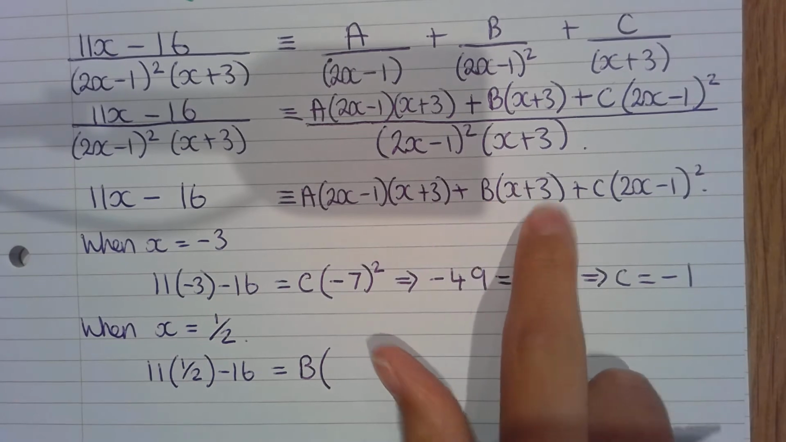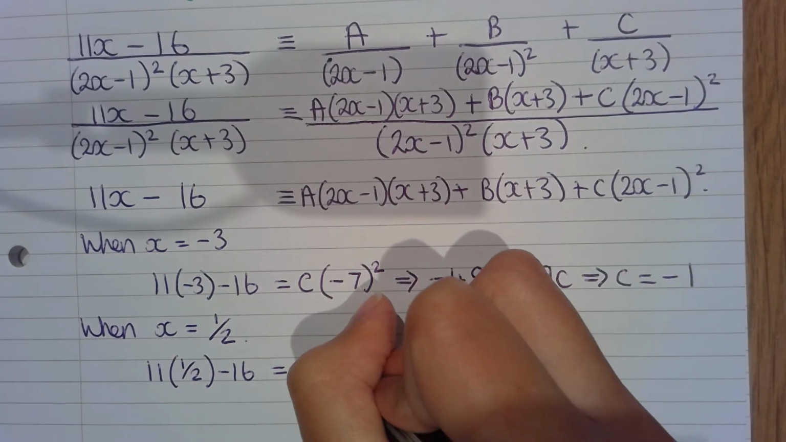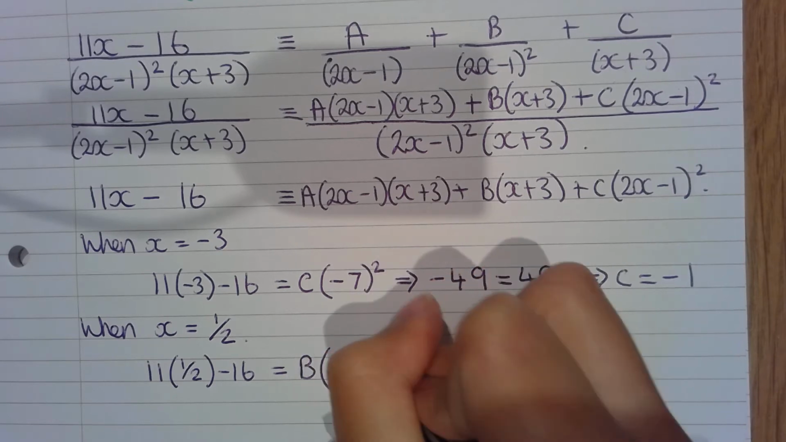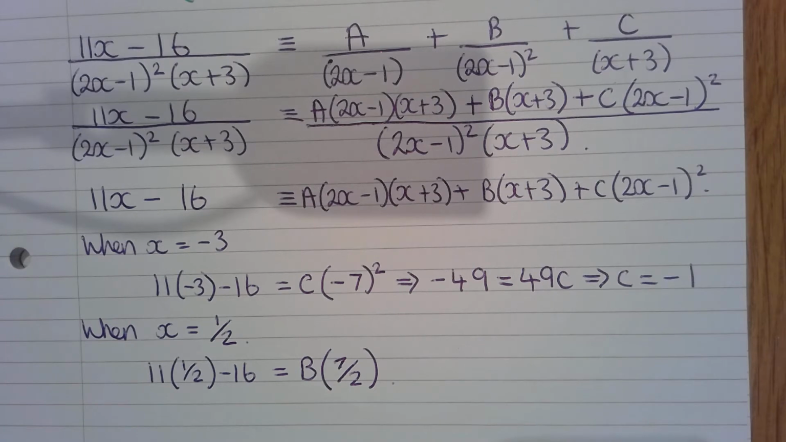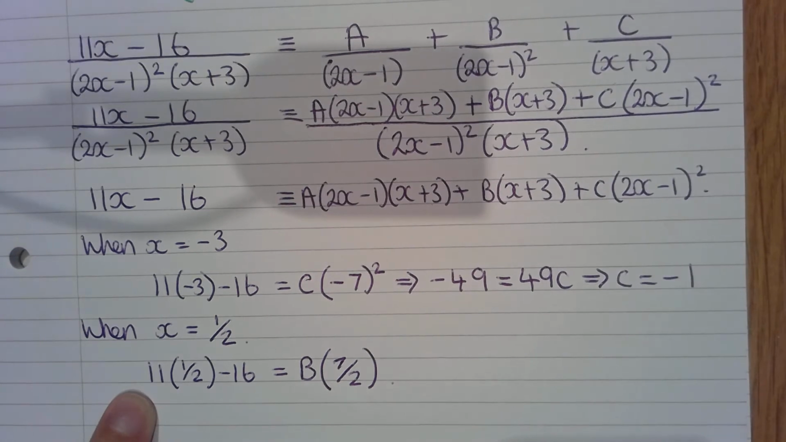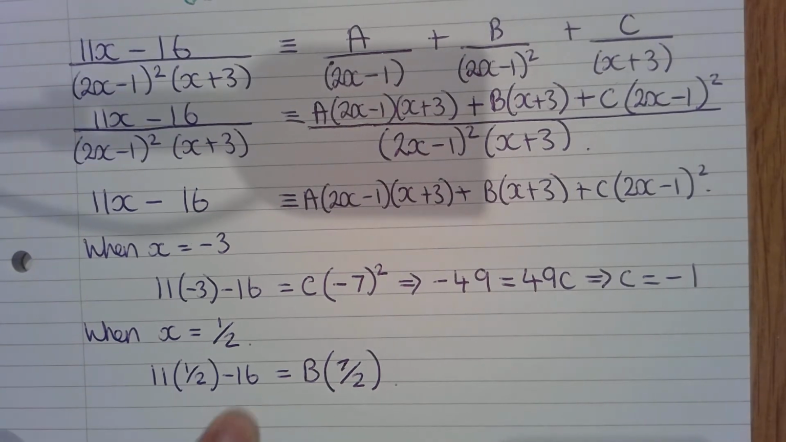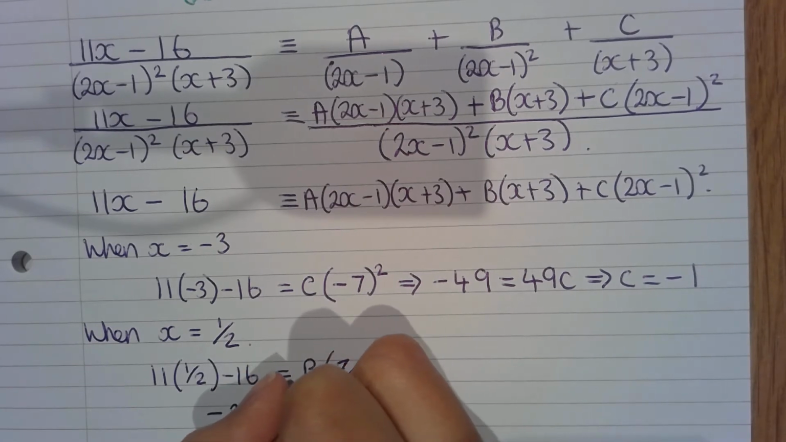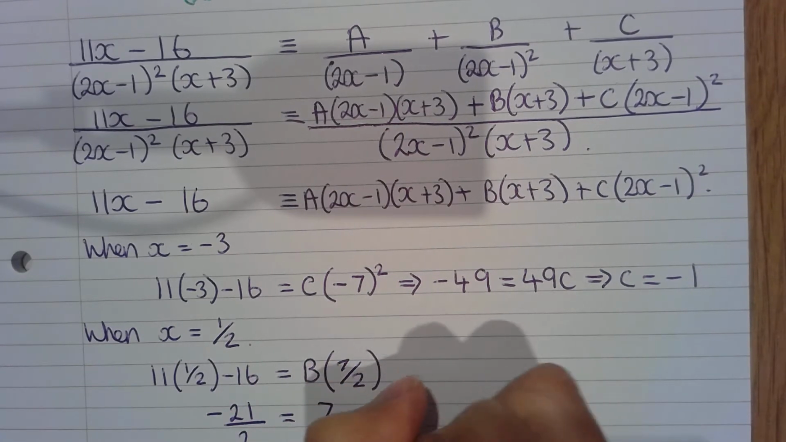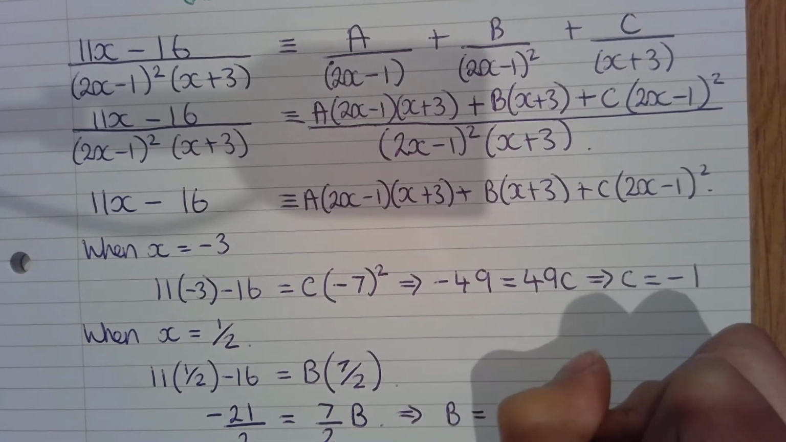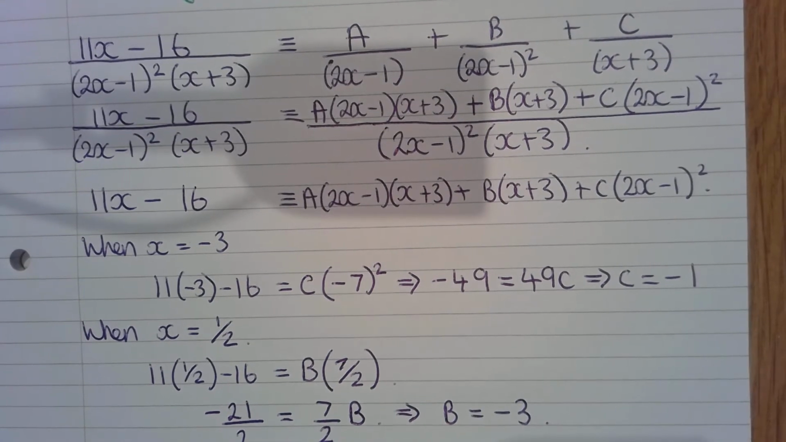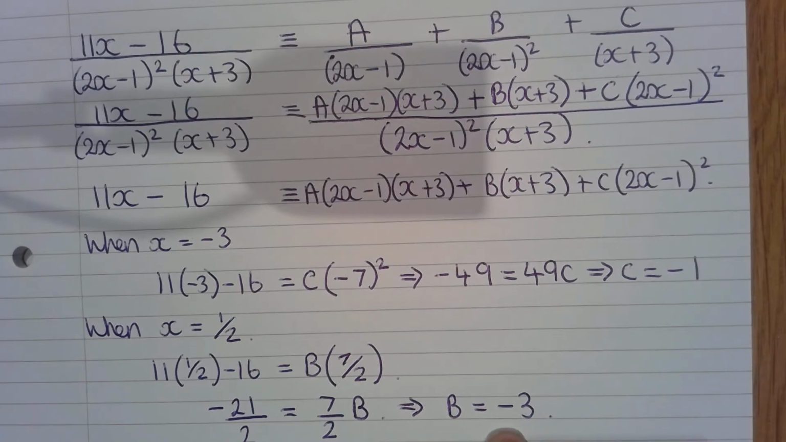A half plus 3 is 3.5, or 7/2. Okay, so then I'm going to work this out, so you can use your calculators. You are entitled to use them in the exam. So 11 times a half, take away 16, is -21/2 equals 7/2 b. So that means that b is equal to -3. Okay, so we found a value for b.